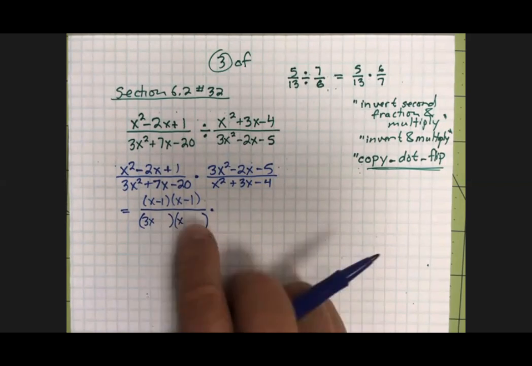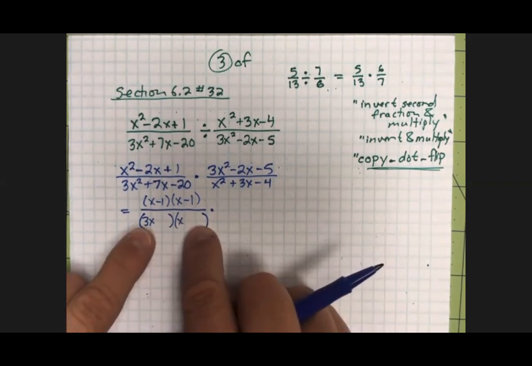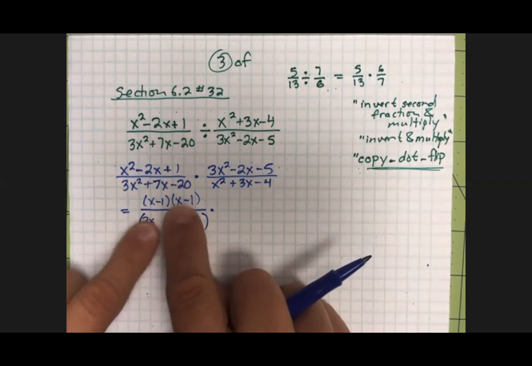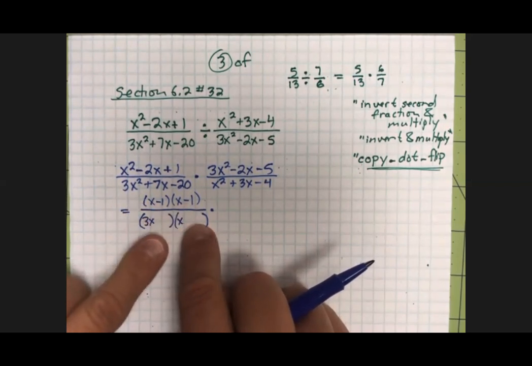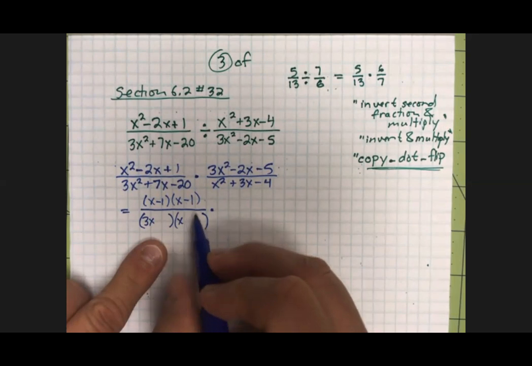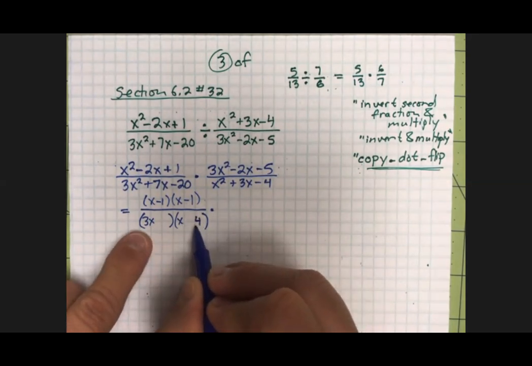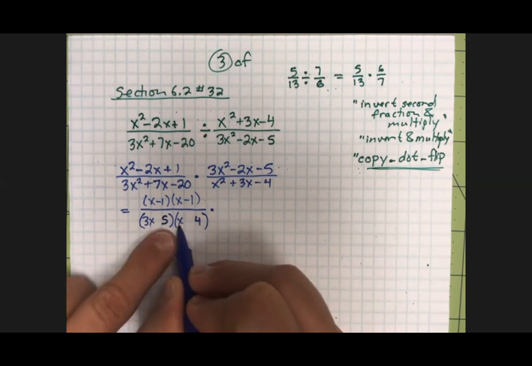4 and 5 could give me 4 times 3 is 12, 5. 12 and 5 differ by 7, maybe. Let's try it. If it fails, we can try something else. Give me 12 x's and 5 x's. I'm using the guess and test method right now, not the AC method.